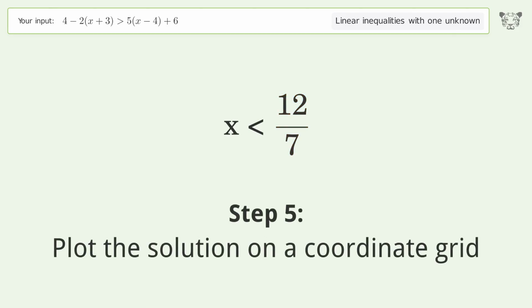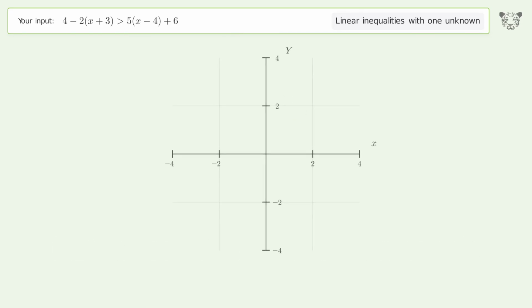Plot the solution on a coordinate grid. And so the final result is x smaller than 12 over 7 smaller than 15 over 7.